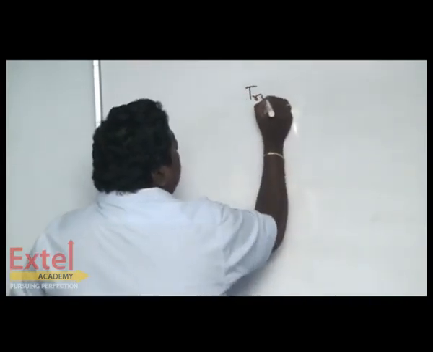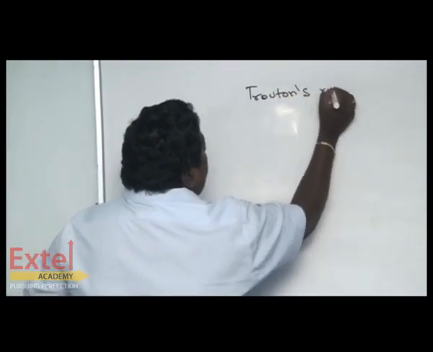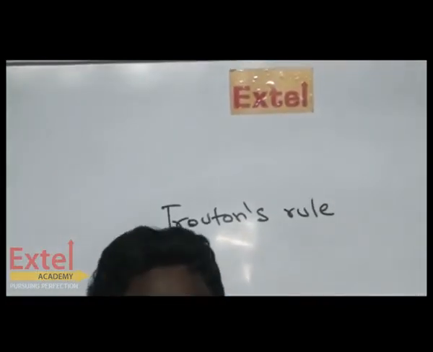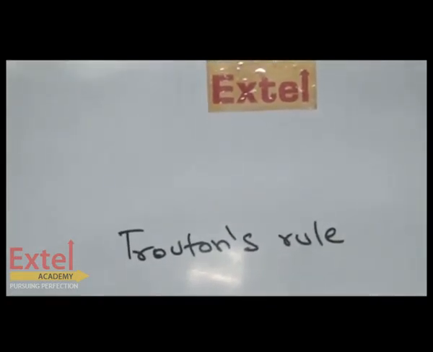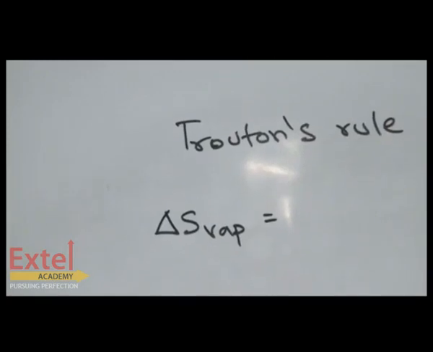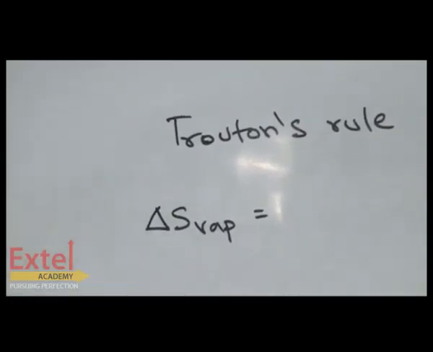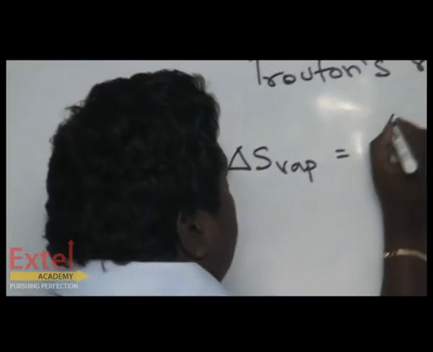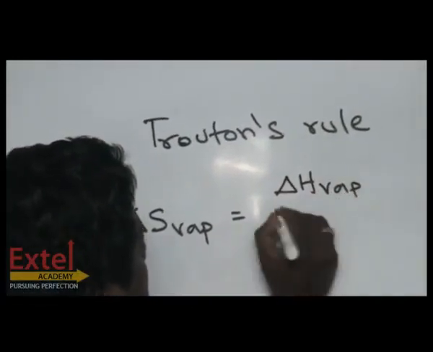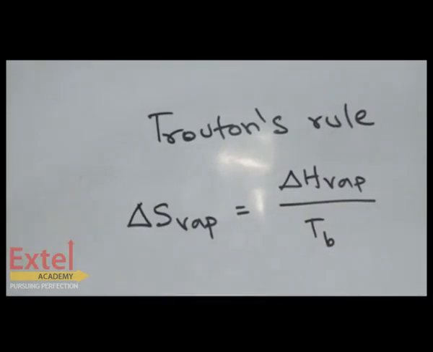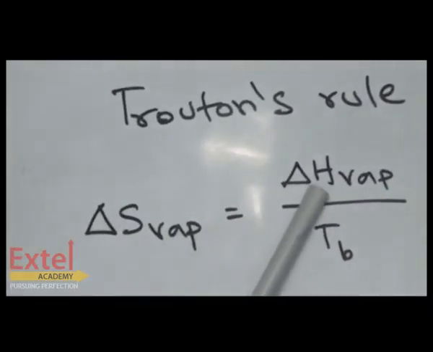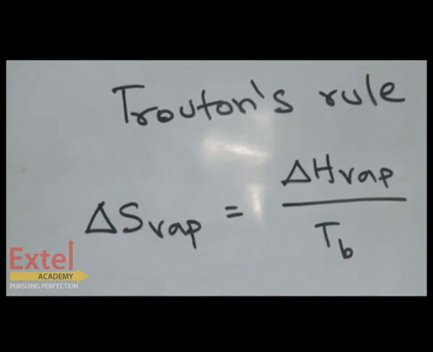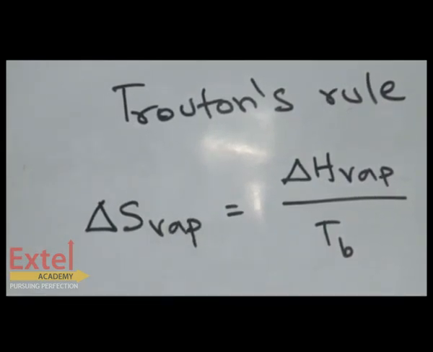Next title is Trouton's rule. Trouton's rule claims that suppose delta S vaporization is there. Delta S vaporization means entropy change in the case of vaporization. This can be written as the ratio between delta H of vaporization by TB. Delta H of vaporization means enthalpy change of vaporization. When 1 mole of water is evaporated, you can find delta S. It is called delta S vaporization.